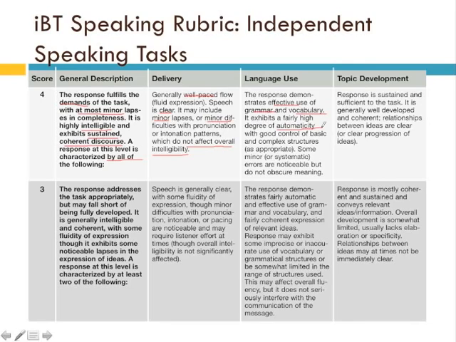So part of the challenge here is we've got to use a lot of good structure and complex ideas, but we have to do it in a way that doesn't sound like it's new to us. We have to make it sound like we have mastered these things. Notice it says the response is sustained and is sufficient. It's well-developed and coherent. And the relationships between ideas are clear. So, a lot of things to look at here.